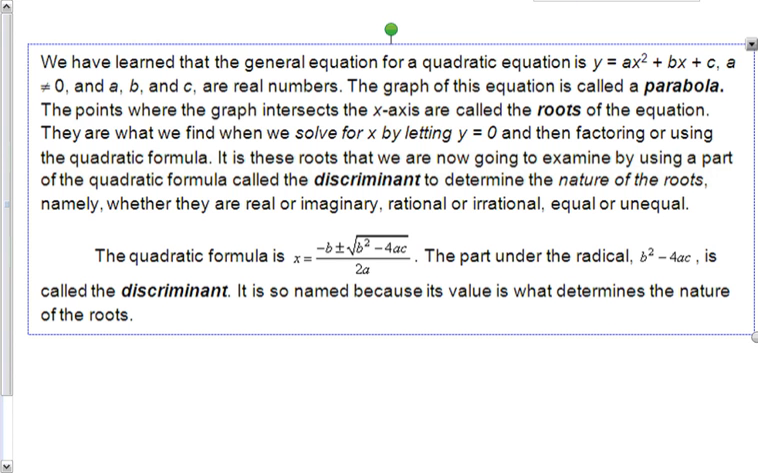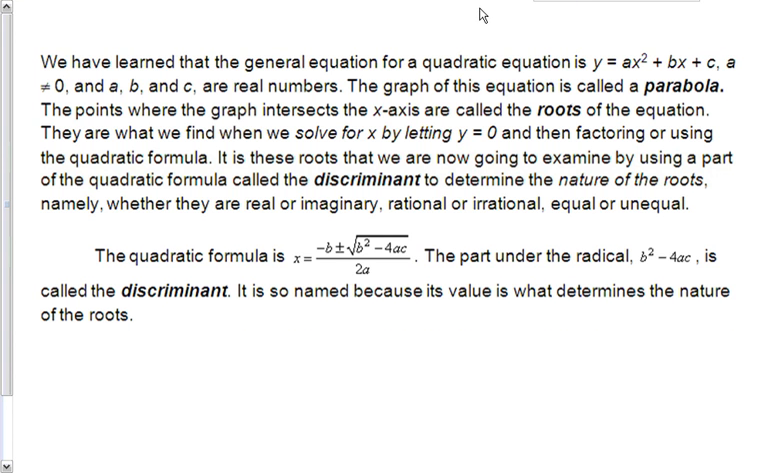In this little lesson, we're going to talk about the nature of the roots. When I say nature of the roots, the idea is the roots have many properties, and something controls them all. In the last lesson, we did the quadratic equation, and there's a part of that formula that controls the roots.